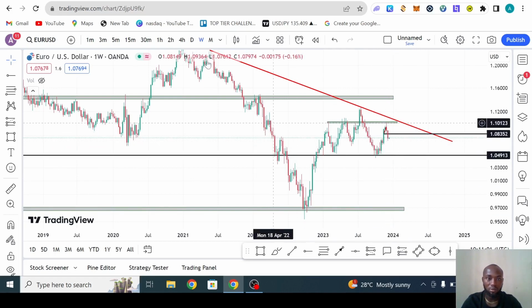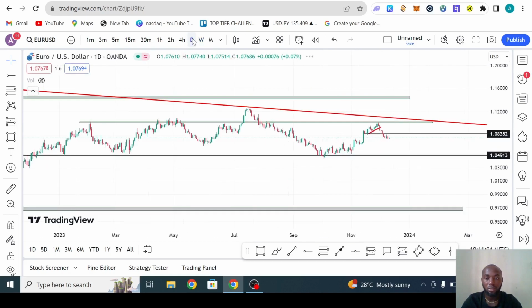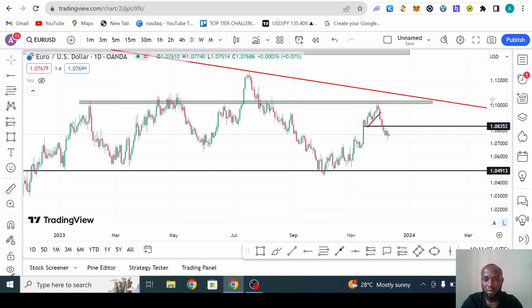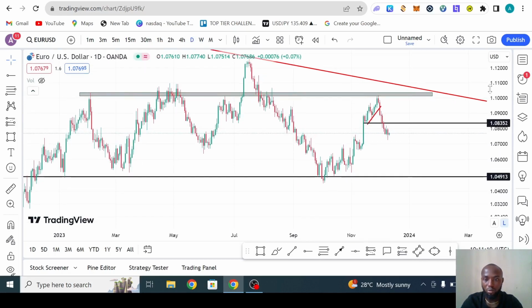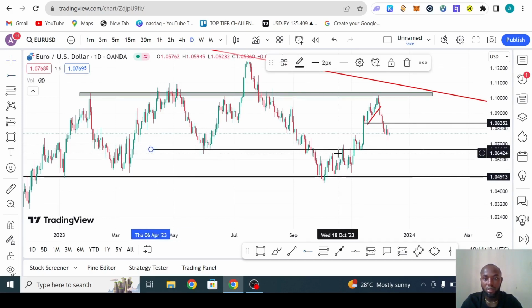So what's next now? If you come to the daily time frame, I want you to pay attention so that you know exactly what you are going to be trading within this week. What to expect is that this market is coming down to this level. At least it's going to reach here. If it breaks this level, it can come further, but at least it's going to come down here.